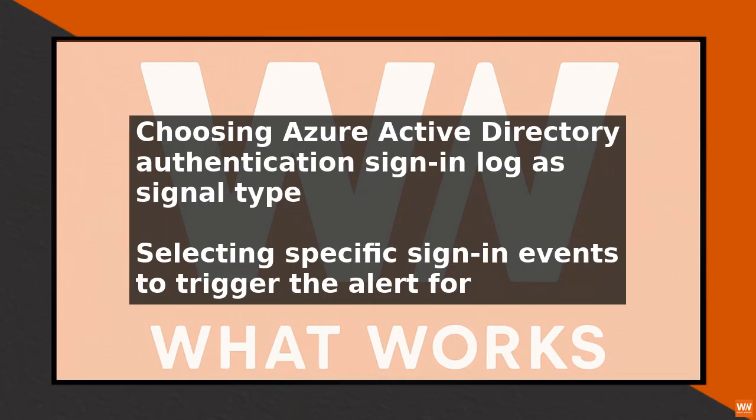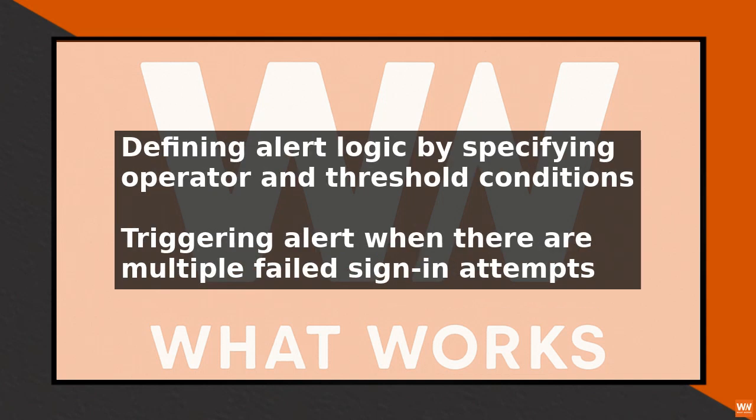Now, specify the alert details, including the alert name, description, and severity level. You can also configure the alert to trigger an action group, which can send notifications to administrators or trigger automated workflows. After configuring the alert, review and create it. The alert will now trigger based on the specified conditions and send notifications to the configured action group.